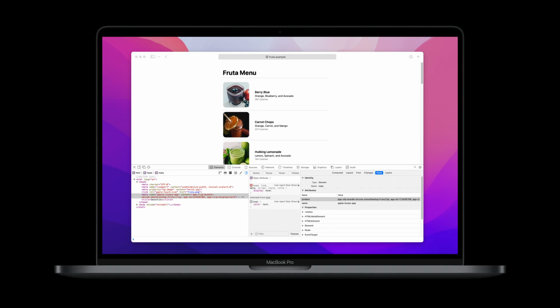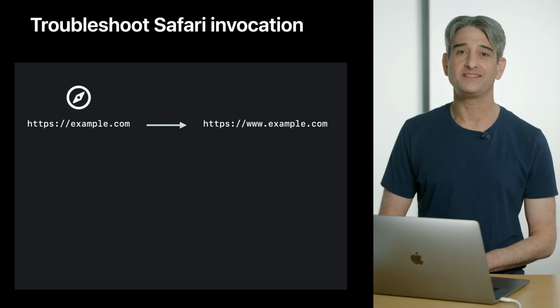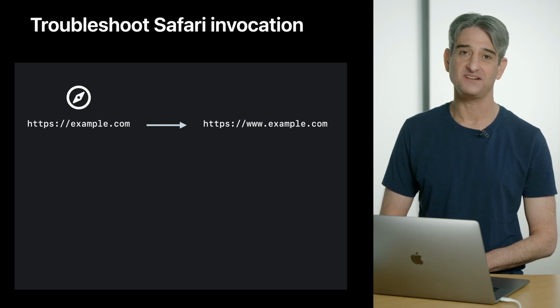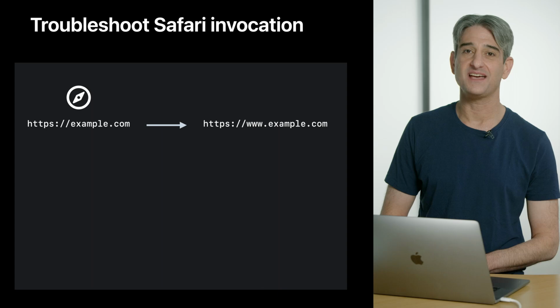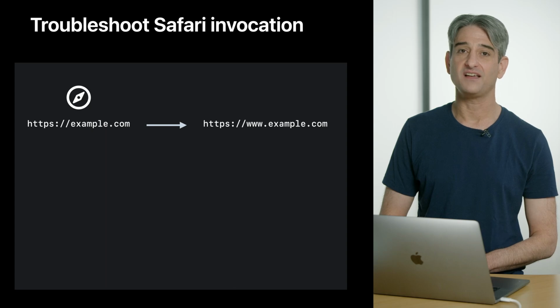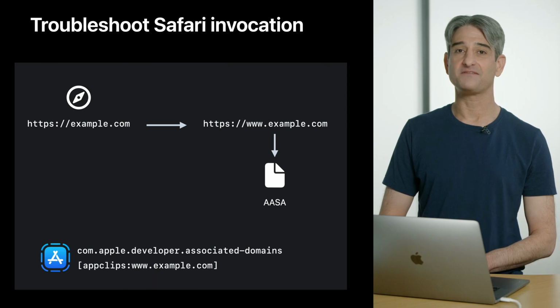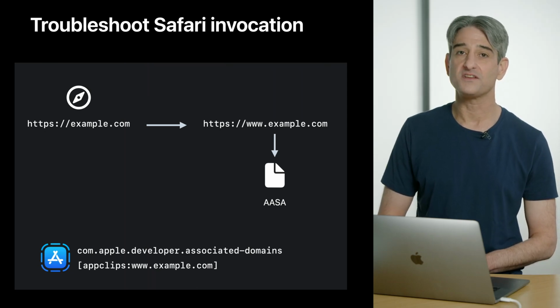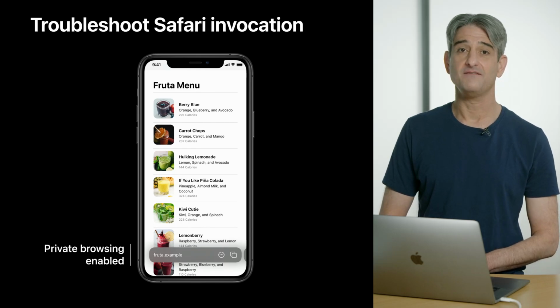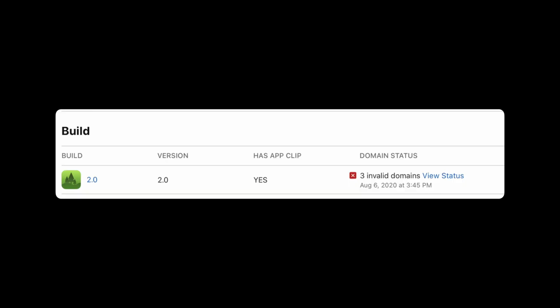Is forwarding or redirection interfering with domain validation? Example.com is not considered equal to www.example.com as far as the domain validation machinery is concerned. The important thing to remember here is that the domain serving the content, the domain that's at the end of the redirection chain, should be the domain that serves the AASA file and is included in your associated domains entitlement. Also remember that Safari won't display the full app clip card or the Smart App banner if private browsing is enabled. If you're still stuck, verify the AASA passes validation in the App Store Connect portal.